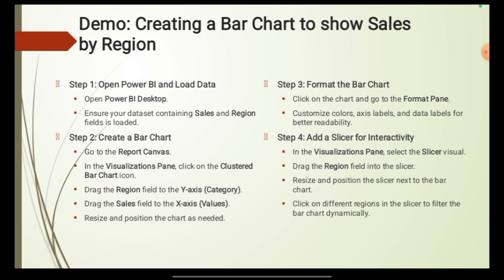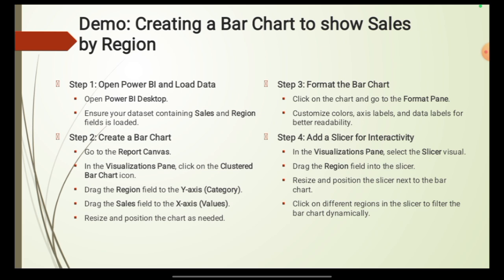Step 2. Create a bar chart. Go to the report canvas. In the visualizations pane, click on the clustered bar chart icon. Drag the region field to the y-axis category. Drag the sales field to the x-axis values.